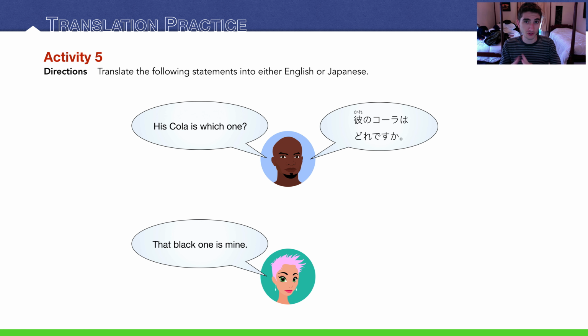But for this lesson, right, I'm sticking with this kind of sentence structure. It may seem a little strange, but you'll see why later. The lady on the bottom says, that black one is mine. Whatever that is, we don't know, but she's saying that black one is mine. And in Japanese, that would be, その黒いのは私のです. Okay? 黒い, black, no, in this case, is one, mine, 私の.